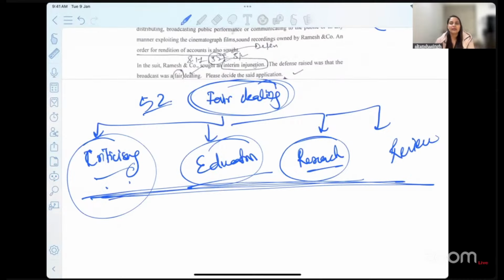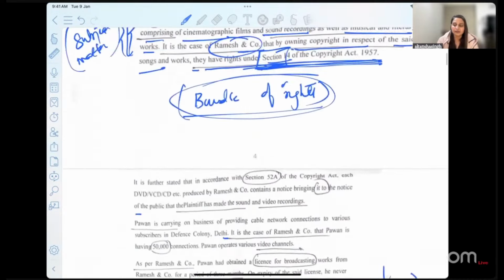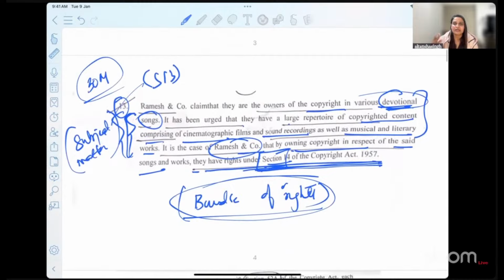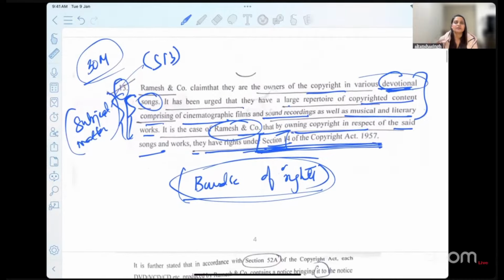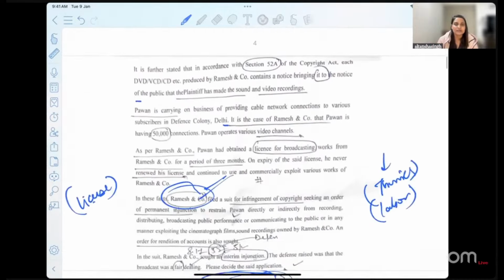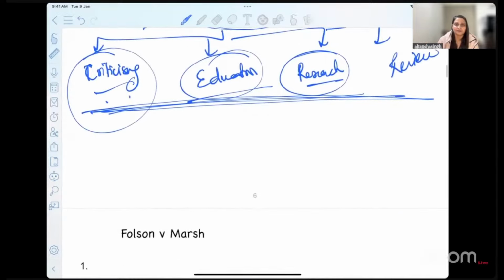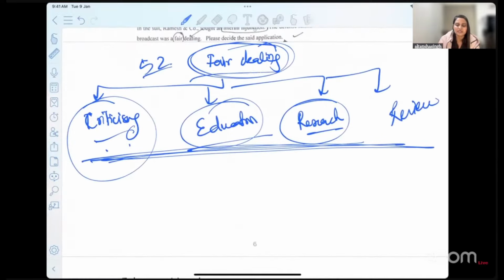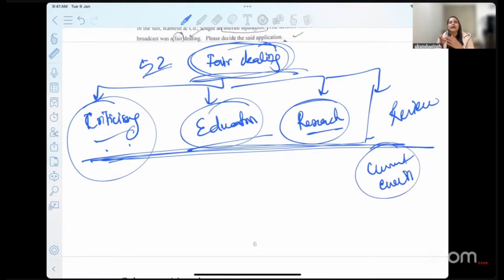Not at all. What is he transmitting? I told you that these are devotional songs and they have a repository of a lot of musical, literary, and artistic work. So is it really for these purposes, the purposes of fair dealing? Not at all. Neither for current events nor for journalism purposes. Therefore, we can understand that the defense of fair dealing cannot be accepted after reading section 52.